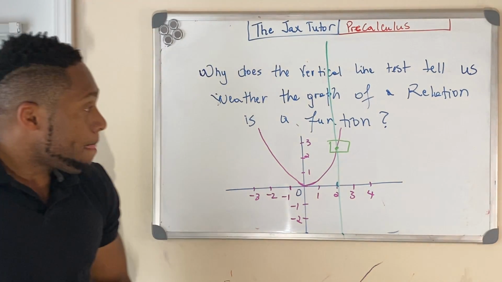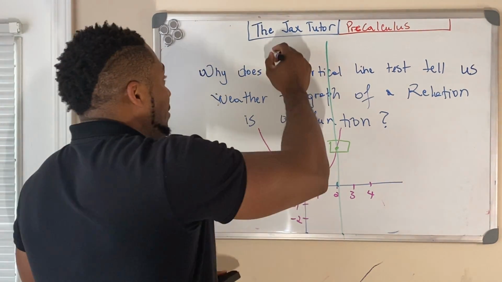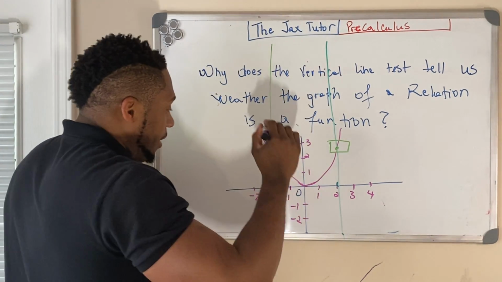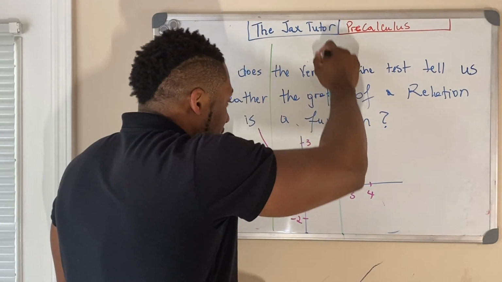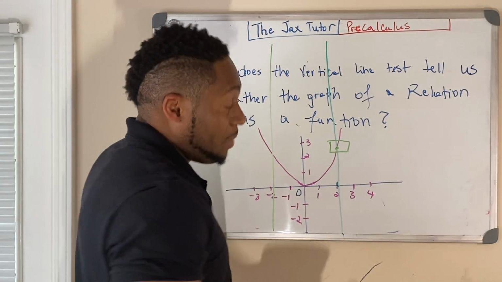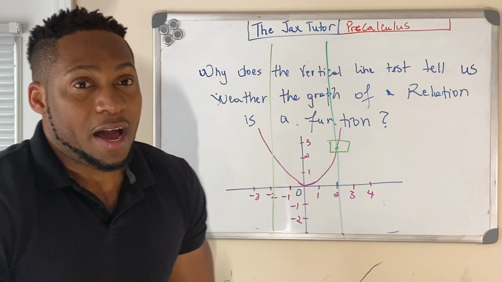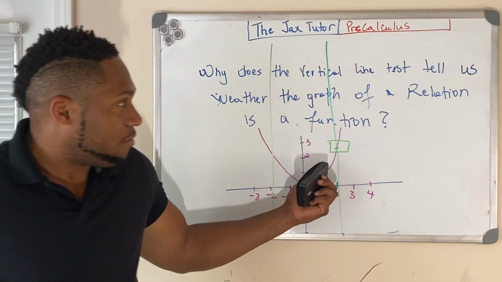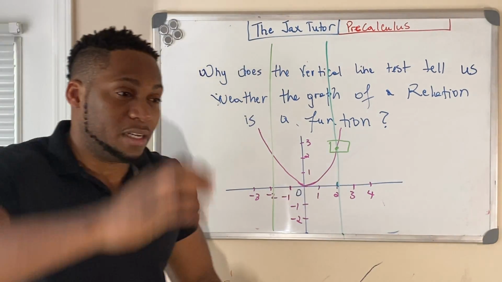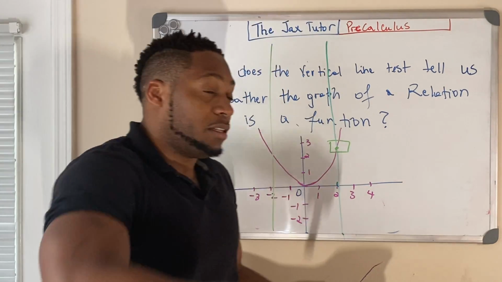Now, if I draw another vertical line here, it intersects at one point, same thing here, any other place that I draw a vertical line. Now, what does it say about this graph right here? This graph is a function because it passes the vertical line test.